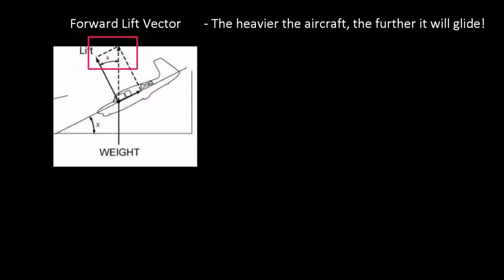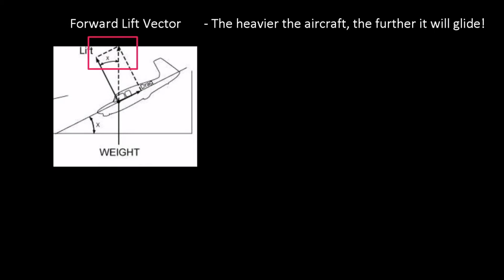A heavier aircraft will glide further, so we have to take that into account. It seems to fly in the face of physics, but the little diagram here might help. The lift vector is angled slightly forwards in a descent because the nose is pointing down and the lift is at right angles to the wing.